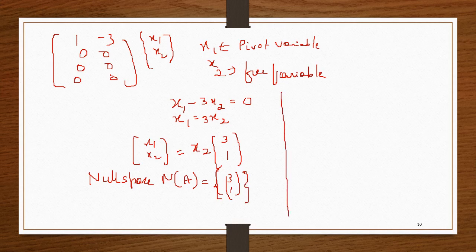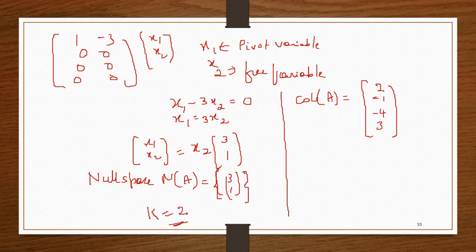And column space is nothing but the column containing the pivot variable. So the pivot variable column is the first column of the given matrix. So we can write the column space as the first column of the given matrix, which is 2, minus 1, minus 4 and 3. So the value of k for the null space will be, you have 2 columns, so k will be equal to 2. Here you have 4 rows, so we can write k is equal to 4 for the column space and k equal to 2 for the given null space.